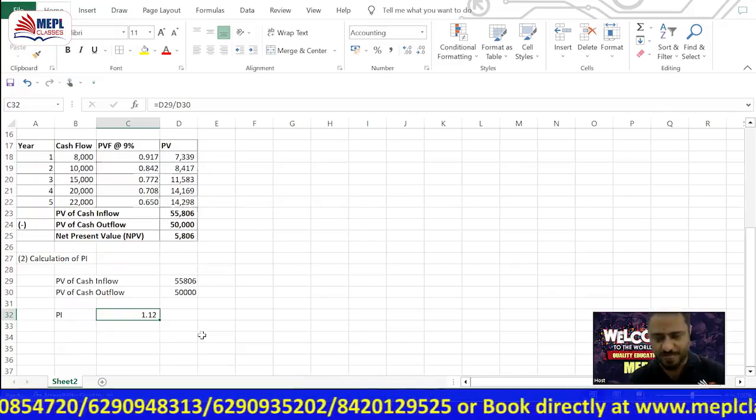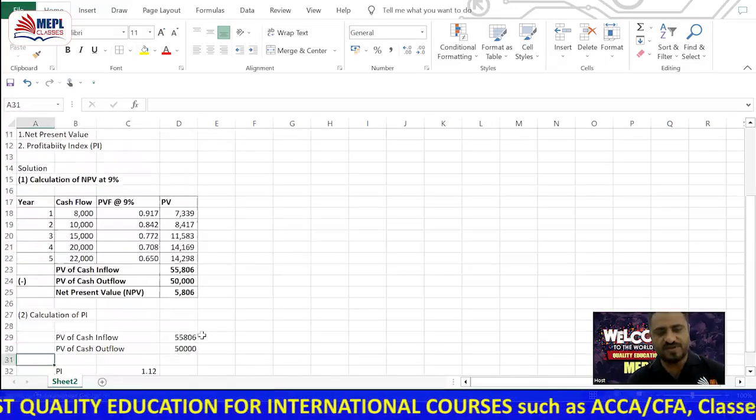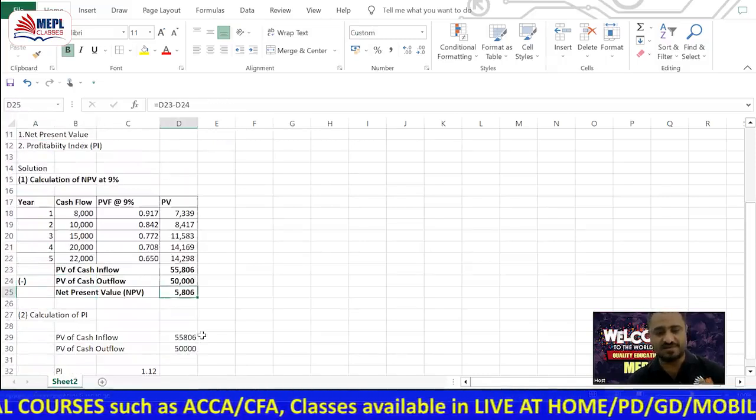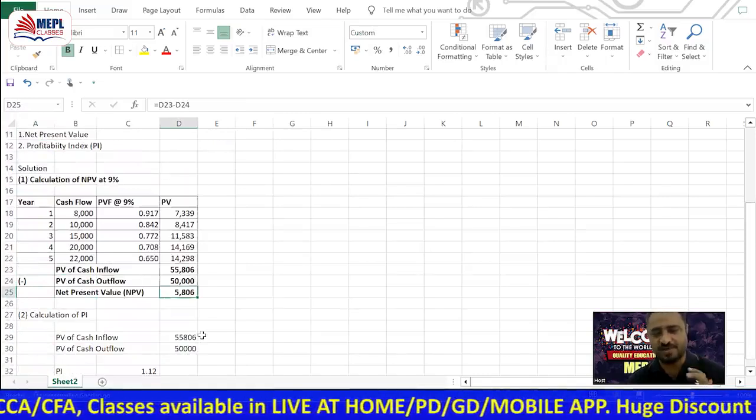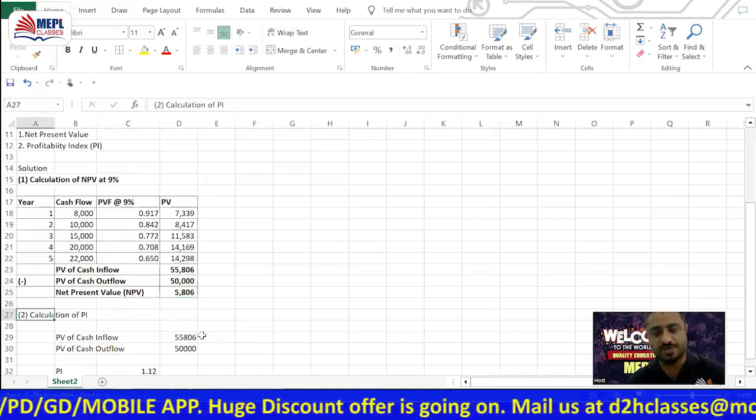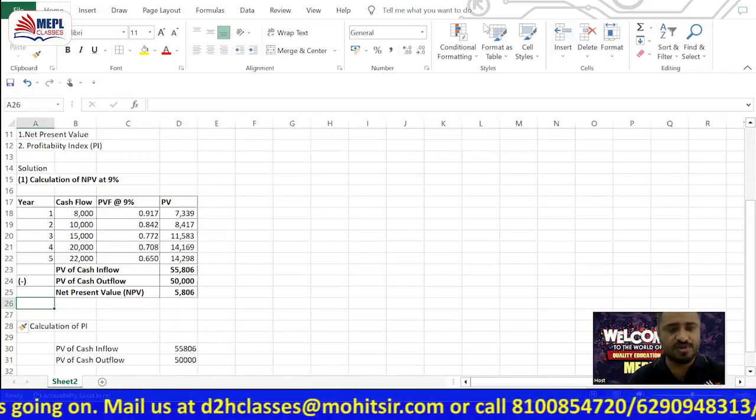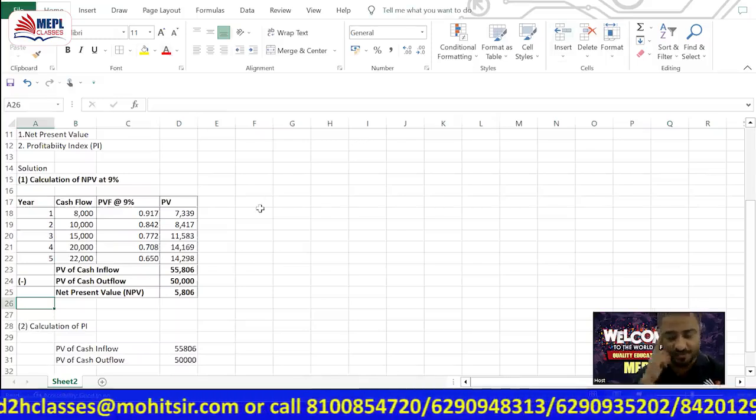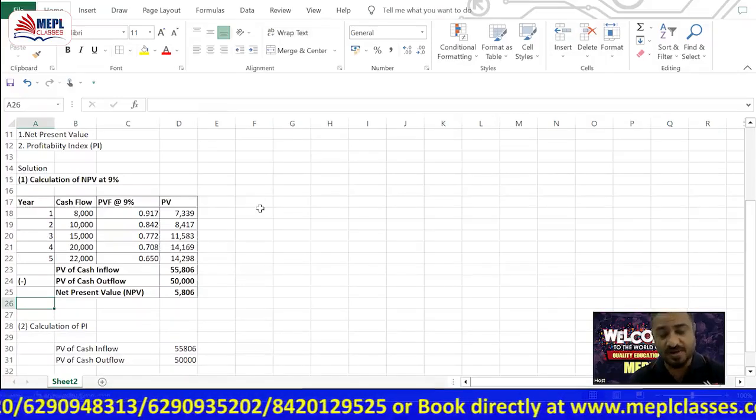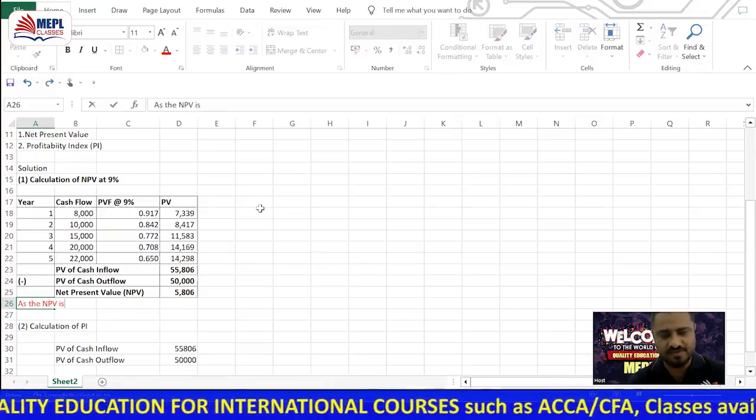Now, how to interpret it? In terms of interpretation, we say that if the profitability index is greater than 1, or if the net present value is positive, the project is acceptable, and if it is not, the project is not acceptable. So read carefully the question. If they ask you to calculate, just make a calculation, that is enough. If they ask you to provide a comment also, then only say as the NPV is positive.